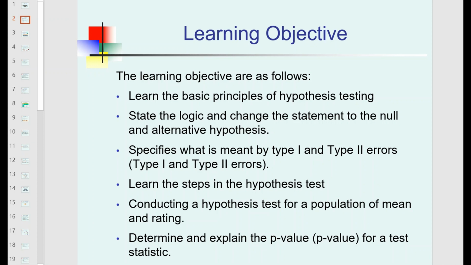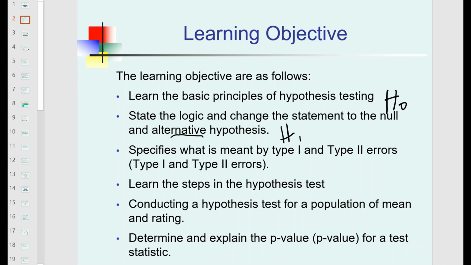So that's why on the second one, state the logic and change the statement to the null and alternative hypothesis. So the null is H null. So we can write it as H null, and alternative is the opposite of that null hypothesis. Usually we write this as H1, or you can write any notation that you want to put, as long as it is referring to the alternative hypothesis.